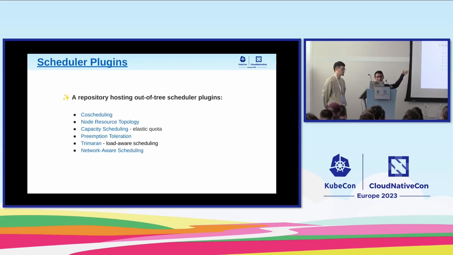The next one, maybe you've heard of it, is node resource topology. It's about adding topology awareness to the scheduler. Topology inside the node, like NUMA nodes, for example. Capacity scheduling, it's about elastic quotas. Preemption toleration, it's a variation on the preemption plugin that offers certain opt-out capabilities. And the next one is Trimaran, which is actually a set of load-aware scheduling plugins, and the network-aware scheduling plugin as well.